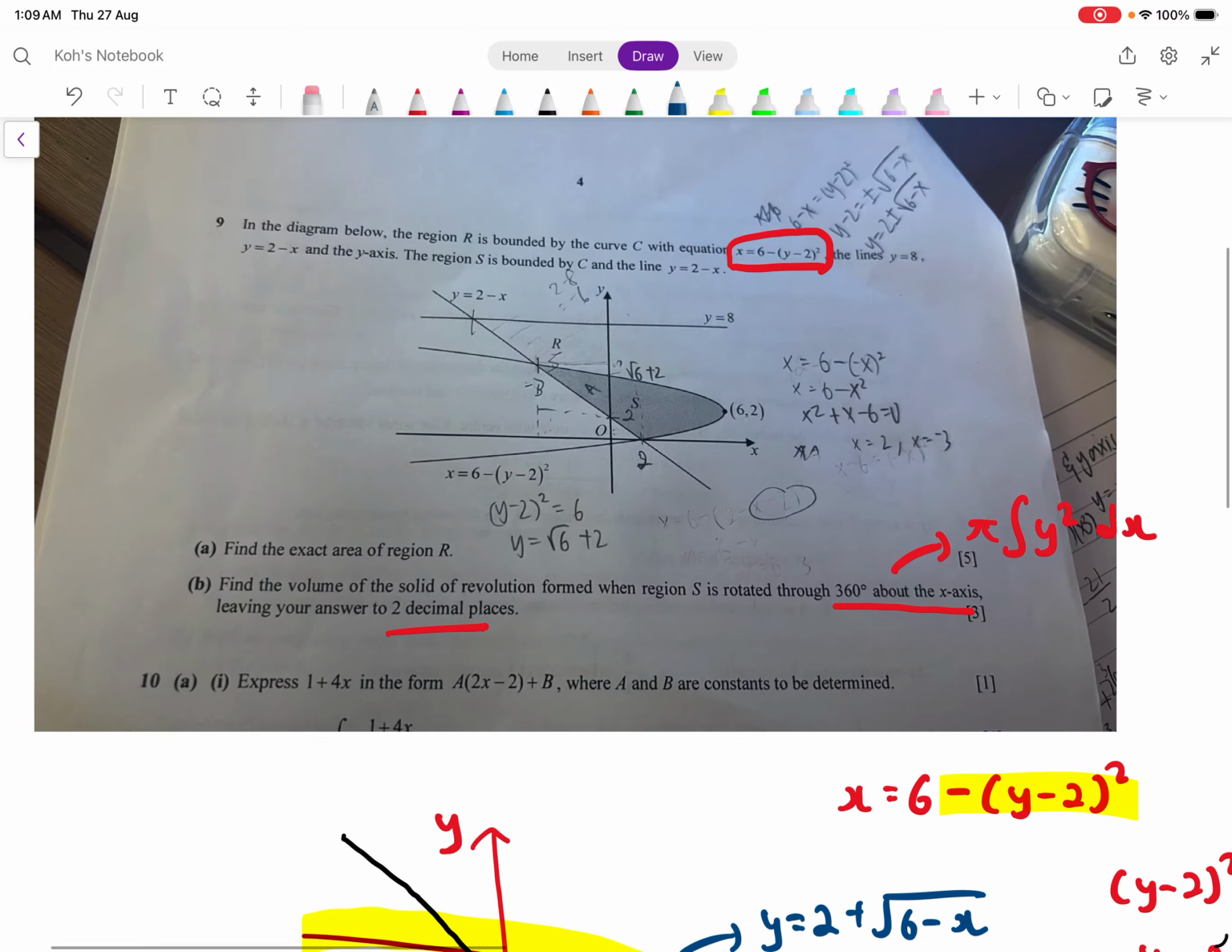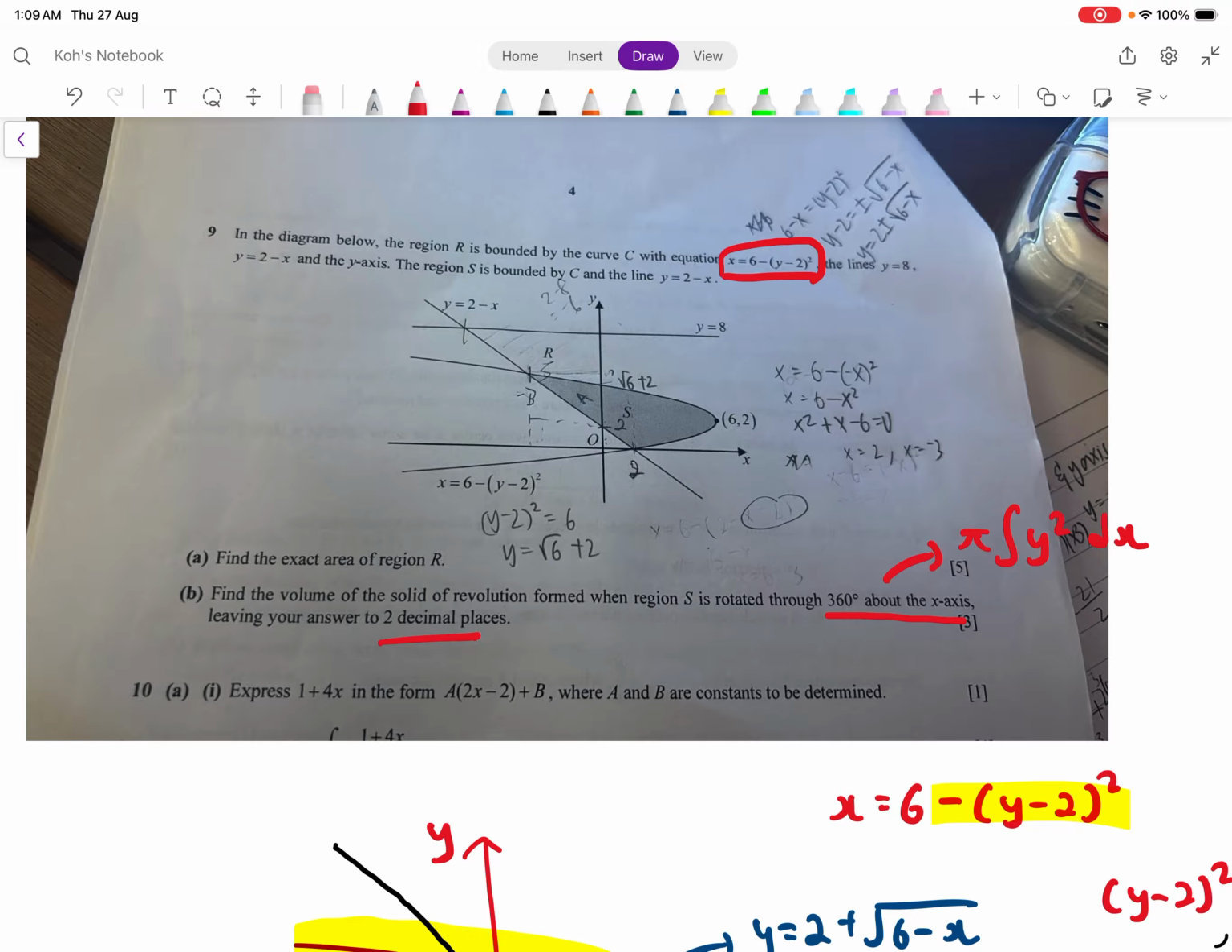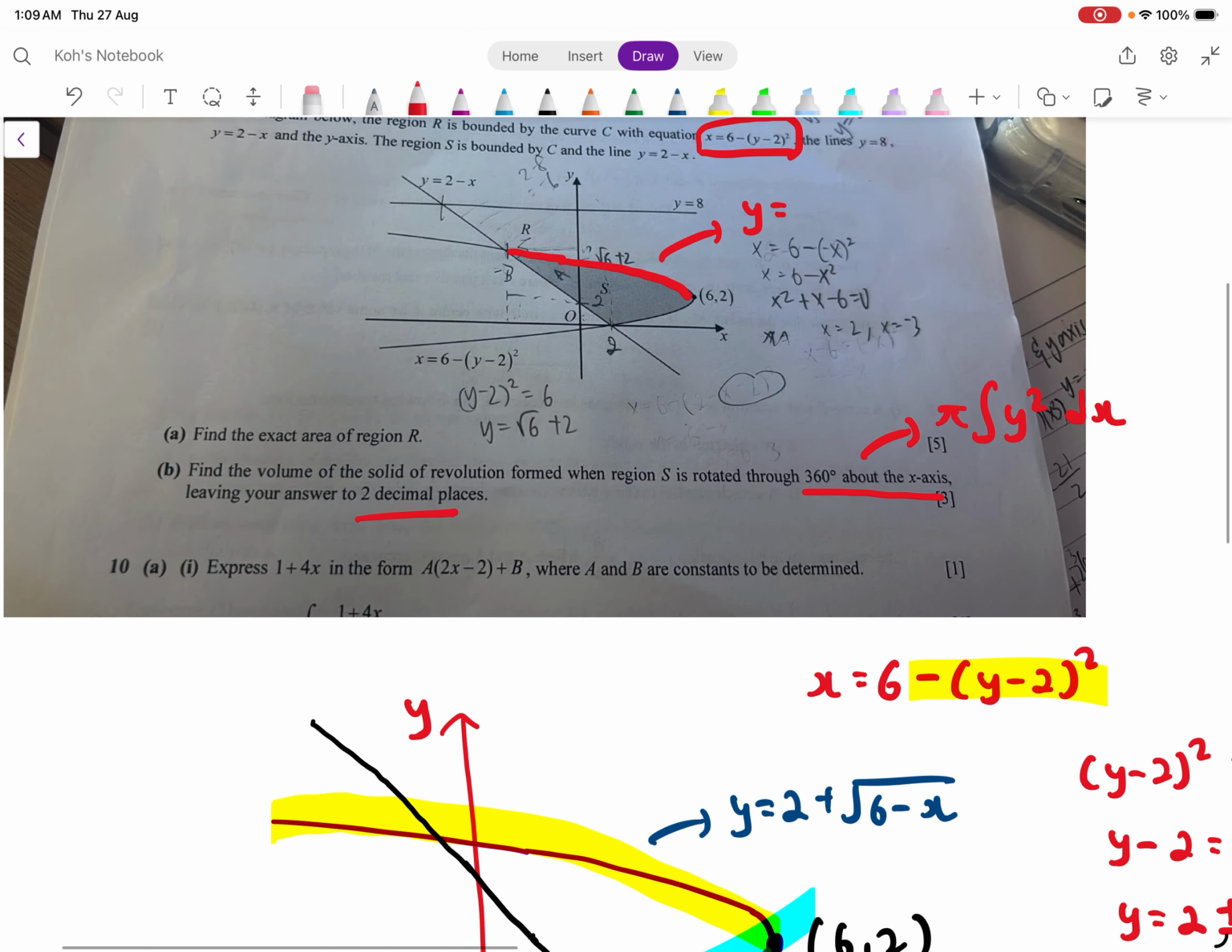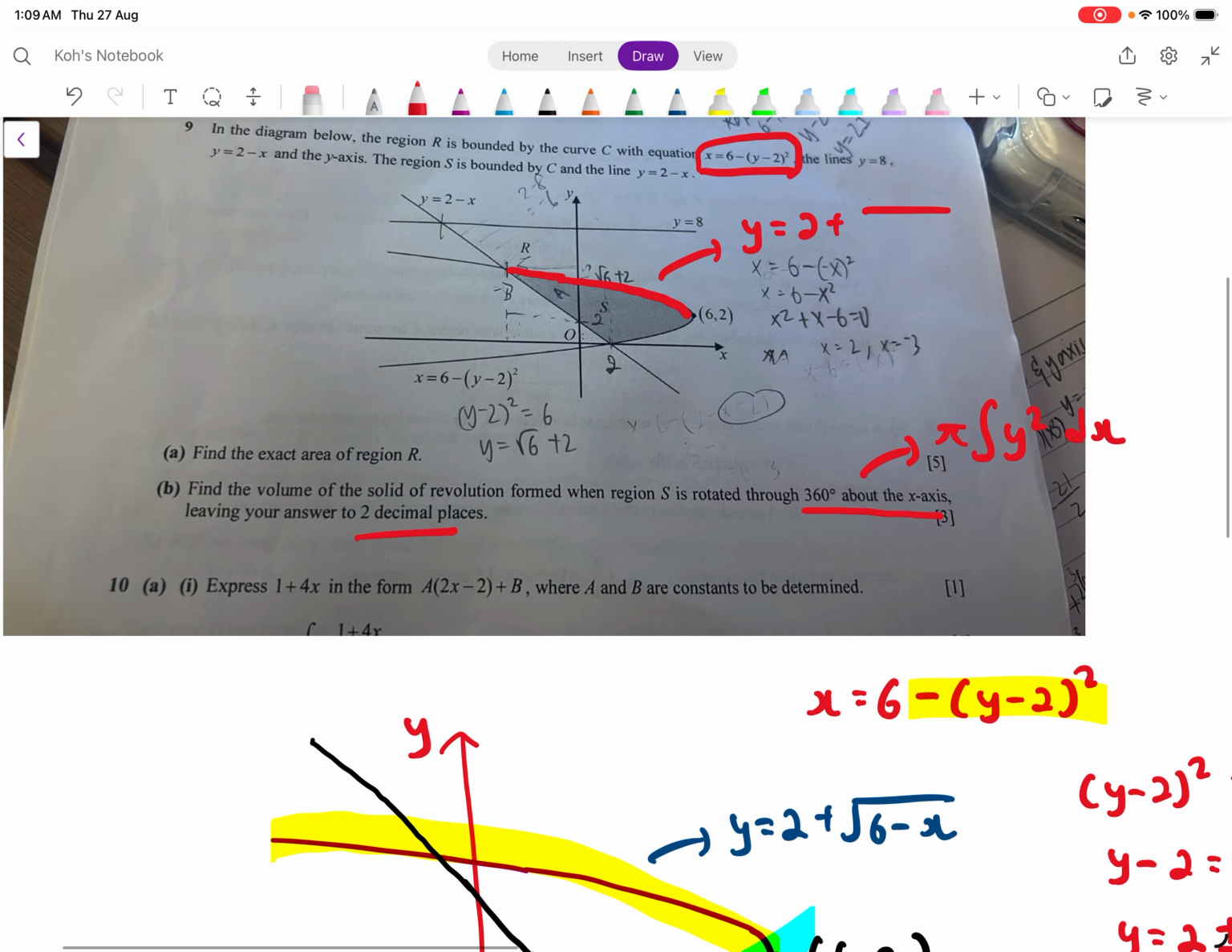With this, I go back to the picture. From here all the way to here, let's just say I'm looking at the positive part, so this is y equal to 2 plus square root of 6 minus x. If I rotate it, the volume of revolution will look somewhat like this. Something like this. So this will be the volume of revolution.